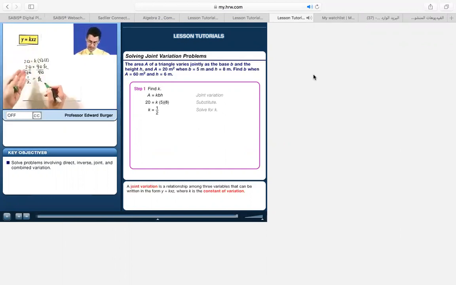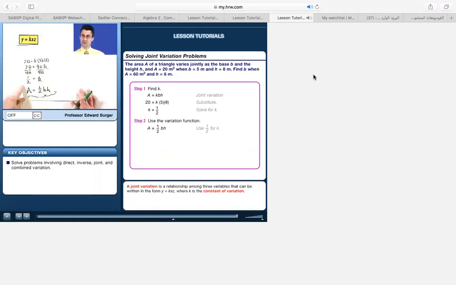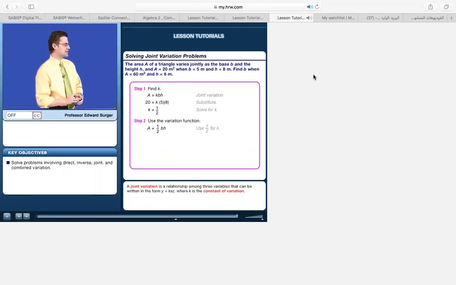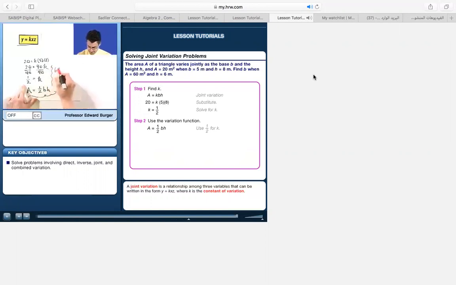So in fact, we're just finding something that we already knew, but now you can see how we can really find it, and that this is really a joint variation hidden. So now we see that the area A is 1/2 the base times the height, and we just found that for ourselves, realizing that we have a joint variation. Question at hand is, find B when A equals 60 and H equals 6. Well, now this is not really that big of a deal. We know that A equals 60. We know that H equals 6.